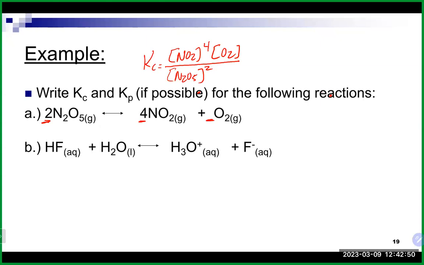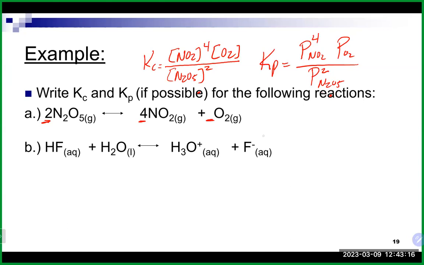For the first one here, we can also write a Kp value, since we've got gases. It would be pretty much identical, except that it would be the partial pressure of NO2 to the 4th times the partial pressure of O2, divided by the partial pressure squared of N2O5. Any questions on either of those?